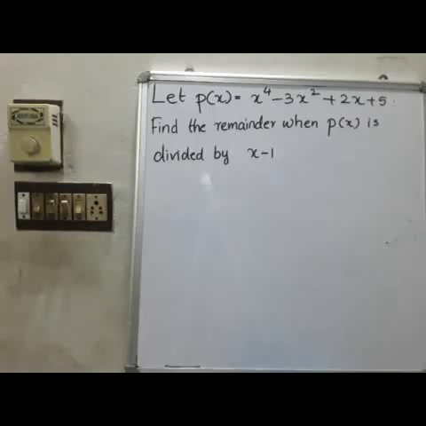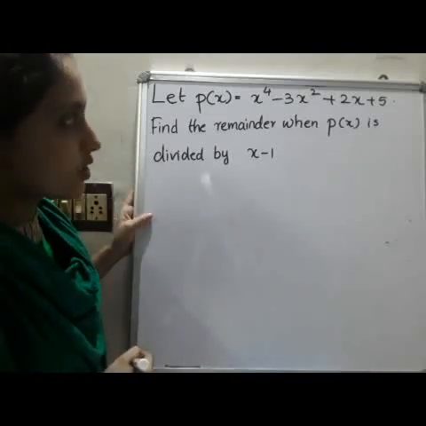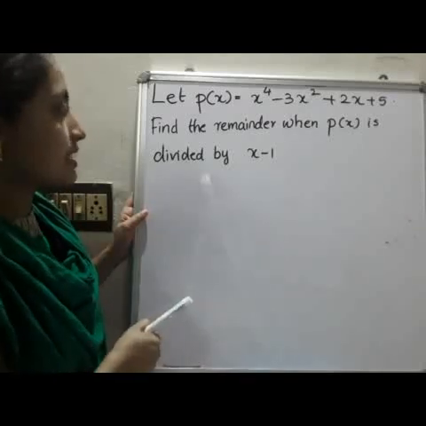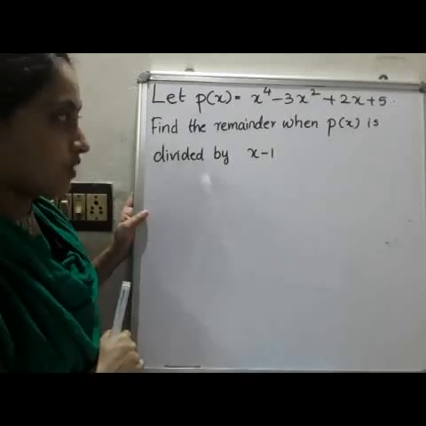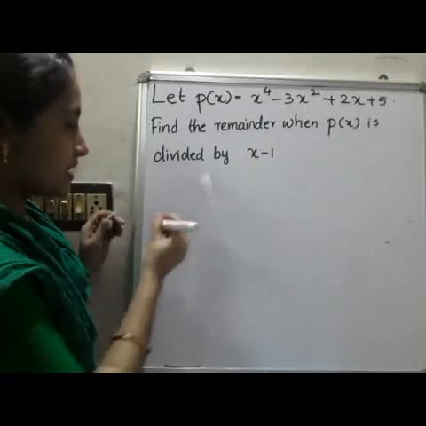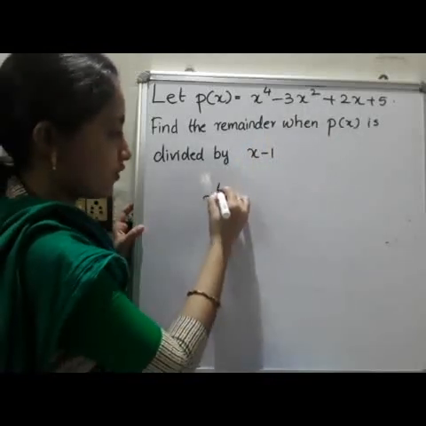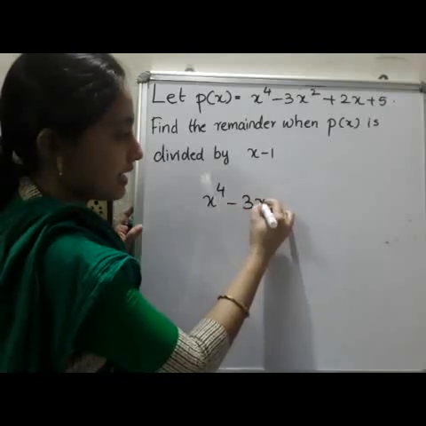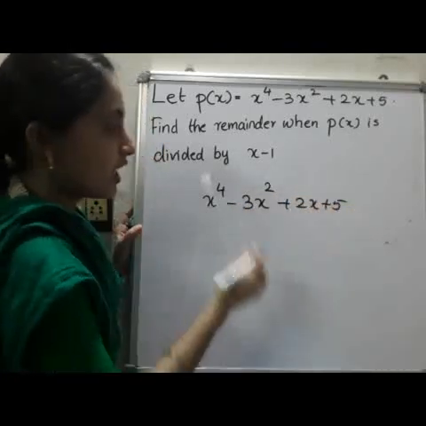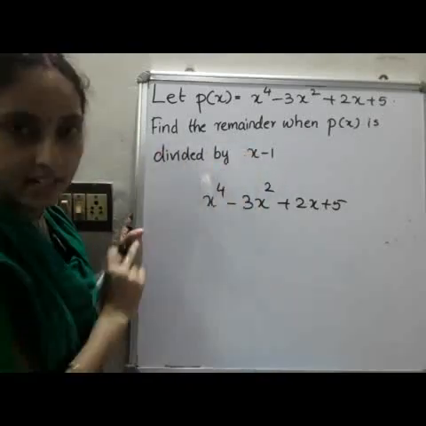Next question is, let p of x is equal to x raised to 4 minus 3x square plus 2x plus 5. Find the remainder when p of x is divided by x minus 1. So what you have to do is, you have been given the polynomial. Okay, what is the polynomial? x raised to 4 minus 3x square plus 2x plus 5. Okay, you have to divide this by x minus 1.